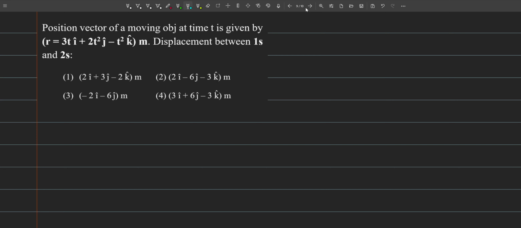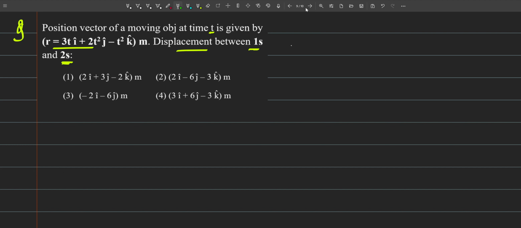Hello students, here we have another question stating that the position vector of a moving object at time t is given by this, in meters. The displacement between 1 second and 2 second is. So as they have asked specifically the displacement between 1 second and 2 second, we need to find the position vector for each of these time frames separately.